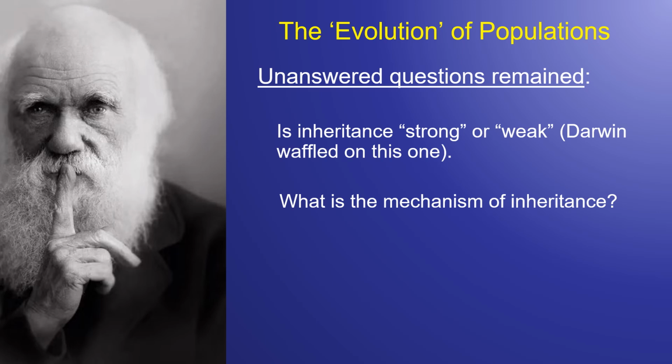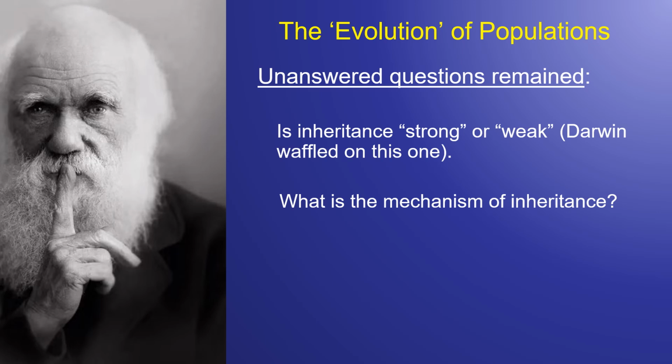This is what we would refer to as Lamarckian evolution today, which again is kind of a misnomer because Darwin wasn't sure. In the first few editions of The Origin of Species, he got it right, and he said that inheritance was strong. But later on, he kind of went back to the Lamarckian way of things and suggested that maybe inheritance was weak. In fact, he had a whole theory about this.